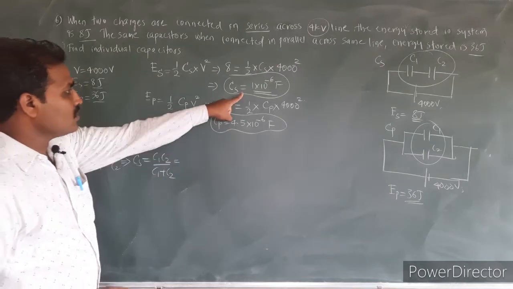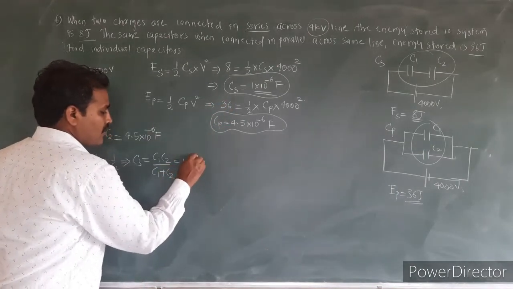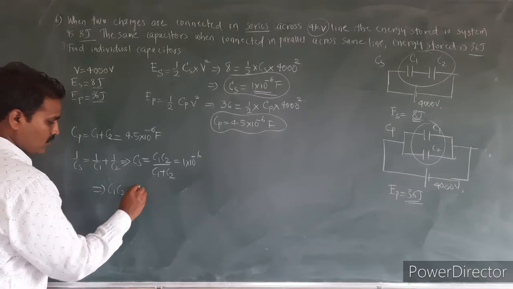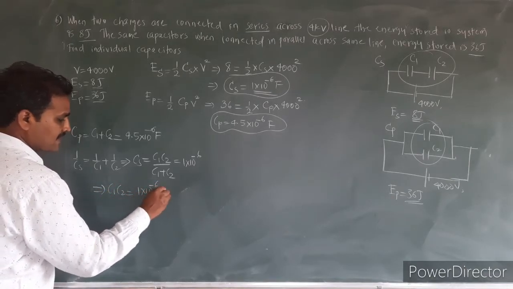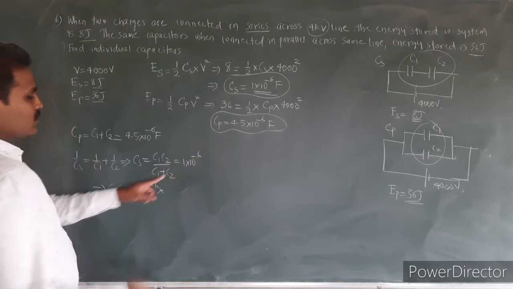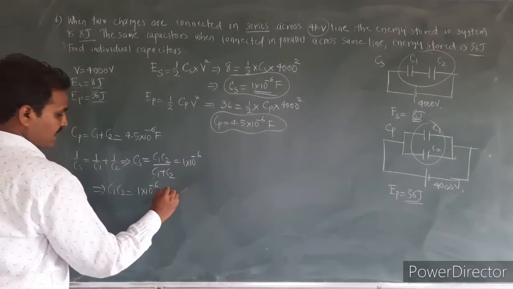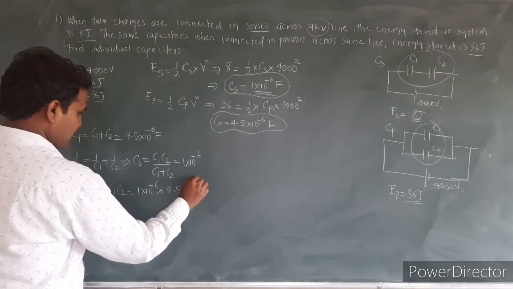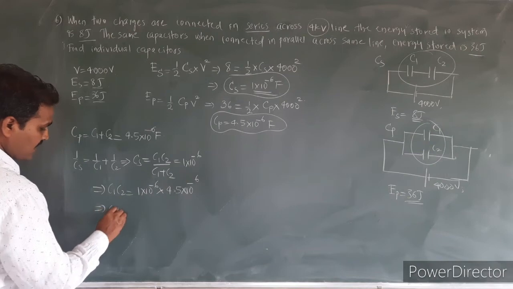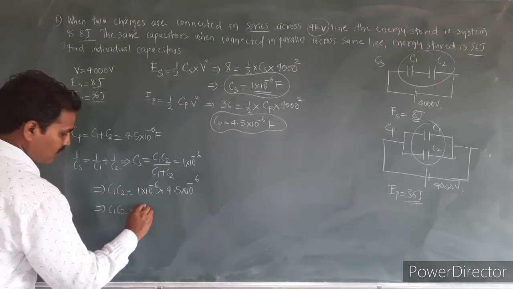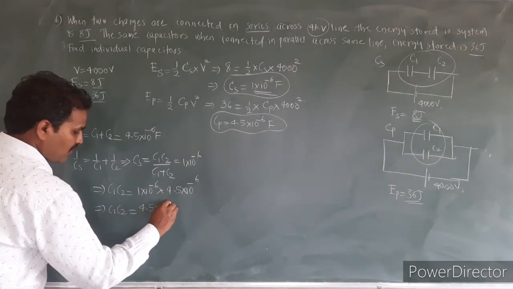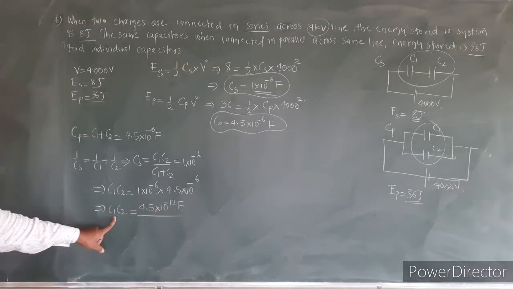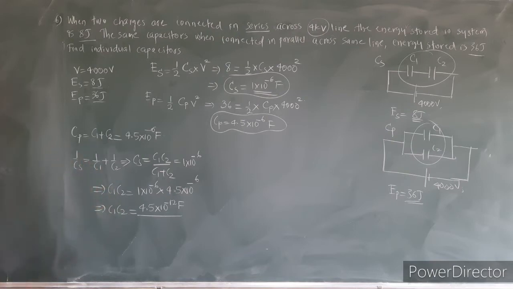C_s is equal to what? 1 into 10 to the power of minus 6. By this I can write C1 into C2 is equal to 1 into 10 to the power of minus 6 into C1 plus C2, which I take to the right side. So if I write it on the right side, I get 4.5 into 10 to the power of minus 6. So this will give me C1 into C2 is equal to 4.5 into 10 to the power of minus 12 farads. Yes, so this is the value of C1 into C2.